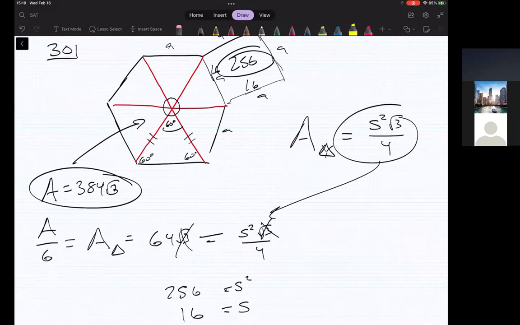The one thing I want you to walk away from going over this problem is this formula. I've seen this formula on every SAT, and it makes the problem go by faster.